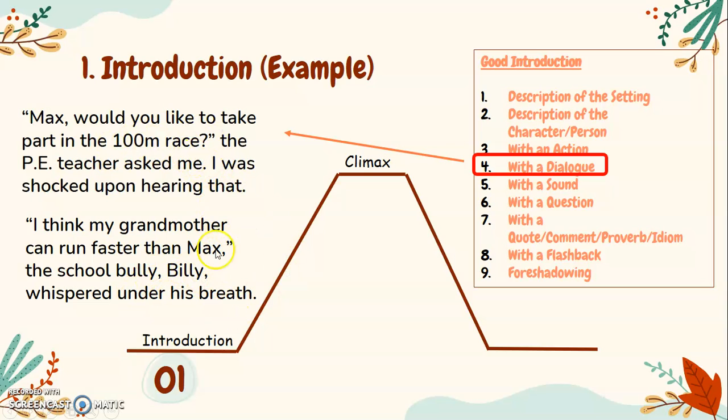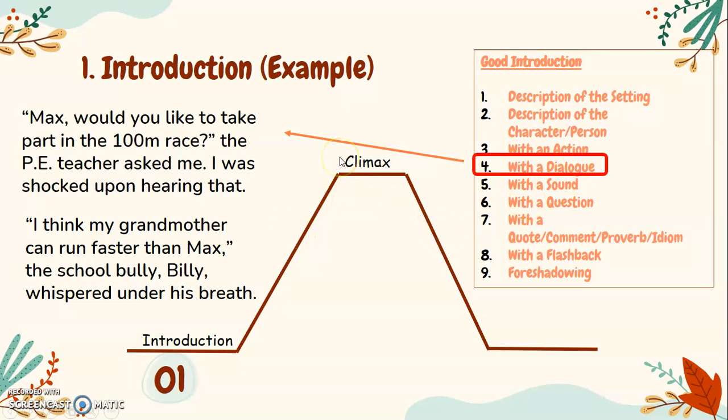So by just these two dialogues, it's very clear-cut. There's a race coming, and Max is being asked to join in a school setting. And Billy, who is very rude, the school bully, was going against Max at the beginning. So this is a very good introduction using a dialogue.